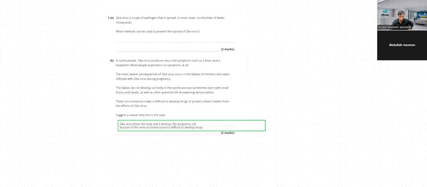Are you satisfied with this? Zika virus enters the body and it destroys the pregnancy cell. Because of the vertical transmission, it is difficult to develop drugs. Suggest a reason why this is the case. You have to explain why it's difficult to develop a drug. Because of the vertical transmission.